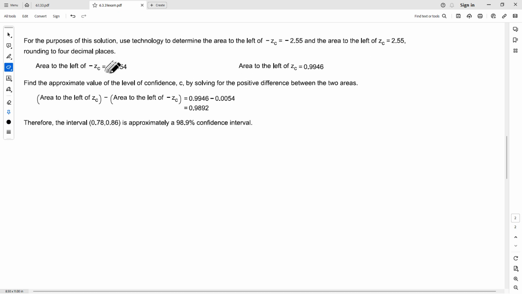The area to the left is 0.0054, and to the right is 0.99456. So the area is going to be the difference between them, which comes out to be 0.9892. Therefore, this interval has approximately a 98.9% confidence level.